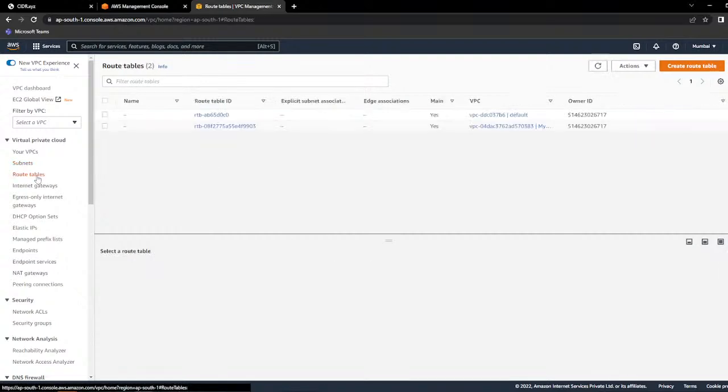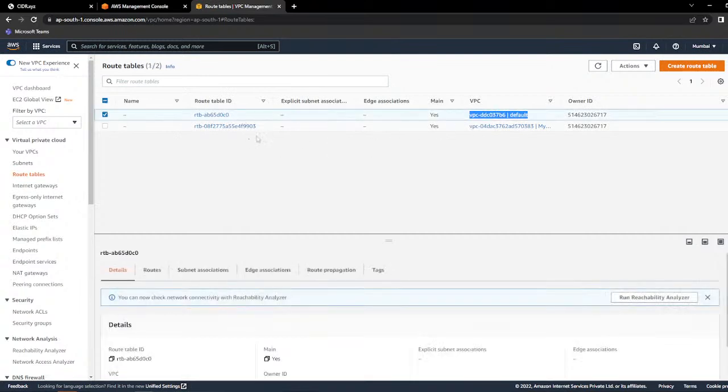Route table. Now you can see previously there was only one route table which was attached to the default VPC, but when we create our own VPC, the custom VPC, a new route table is created.